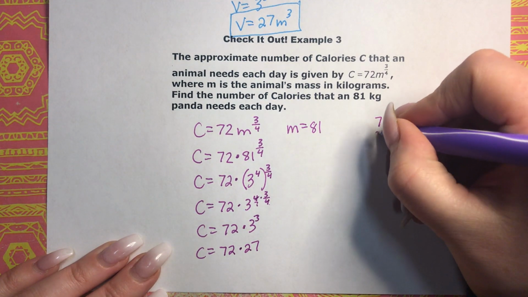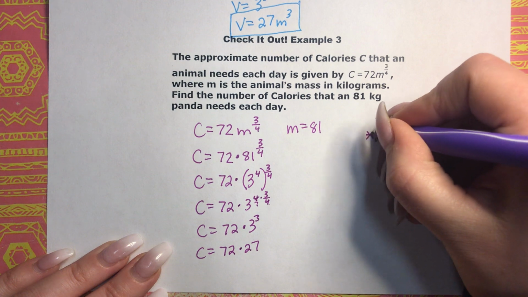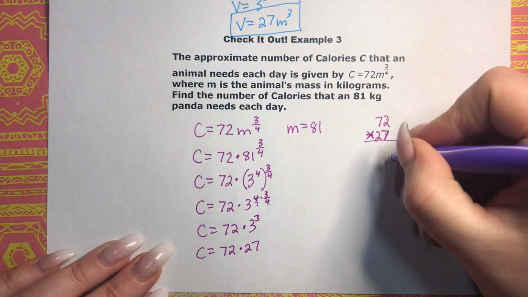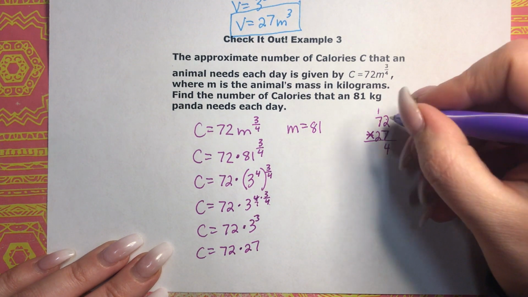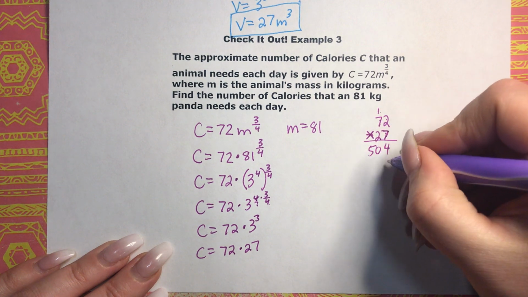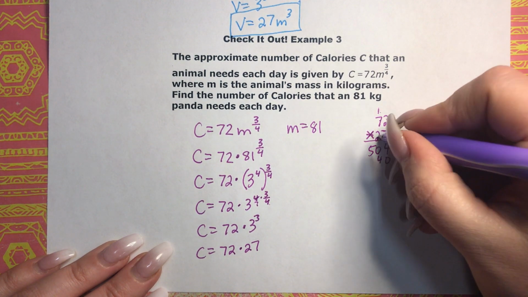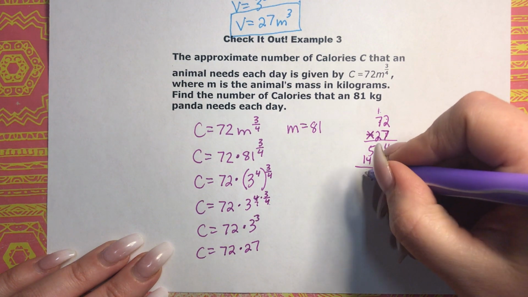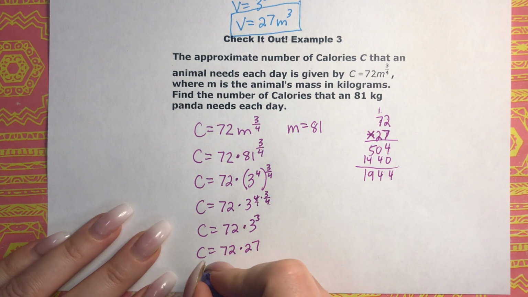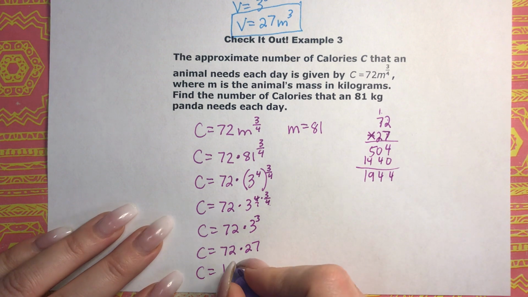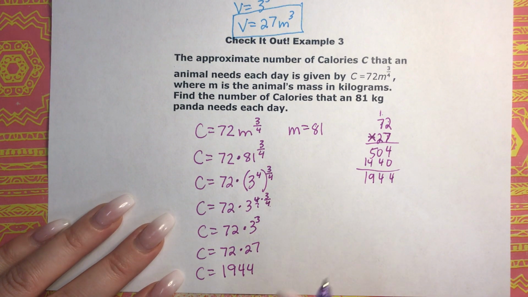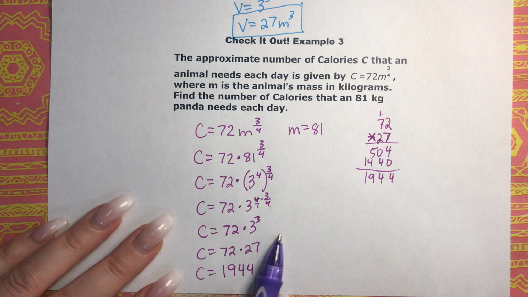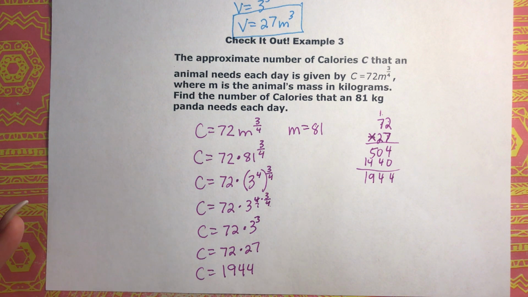So 72 times 27. 7 times 2 is 14. Write the 4, carry the 1. 7 times 7 is 49, plus 1 is 50. 2 times 2 is 4. 2 times 7 is 14. 4, 4, 9, 1. Okay? So the amount of calories is 1,944 calories each day.